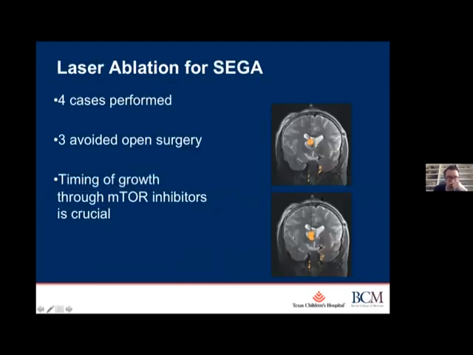Here's a SEGA series. I think it's not really an epilepsy operation, but it tends to be a co-traveler. And we've done a number of SEGA ablations as well. We've avoided open operation in 3 of them. The problem with SEGA, and be very careful about it, is always put a ventricular drain in, because it swells and you can get an acute occlusion of the foramen of Monro that may be temporary.